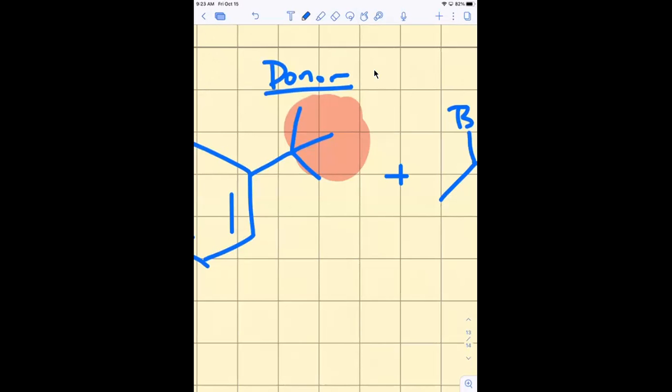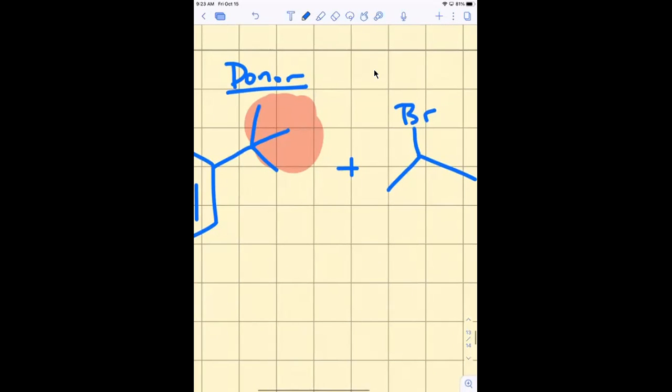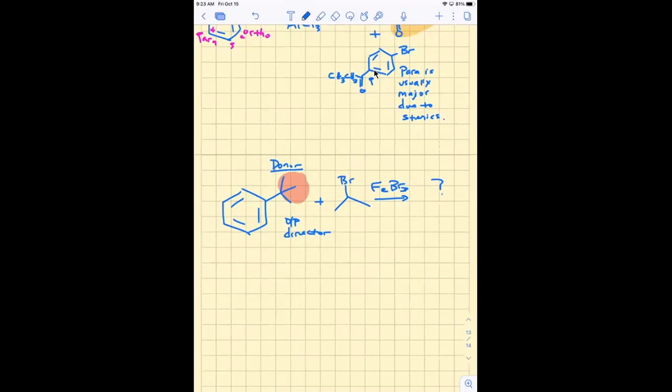All right, so if it's a donor, what type of director is it going to be? You mean like what type of products will we make? The ortho and para? It's an ortho-para director, right? All donors are ortho-para directors. Right, so I'm going to get two products. Is that right? What would they look like? Somebody want to draw those in?